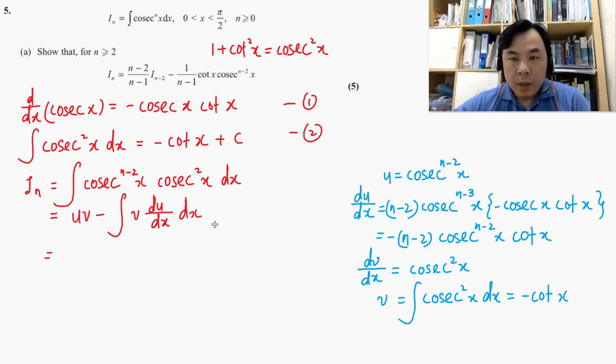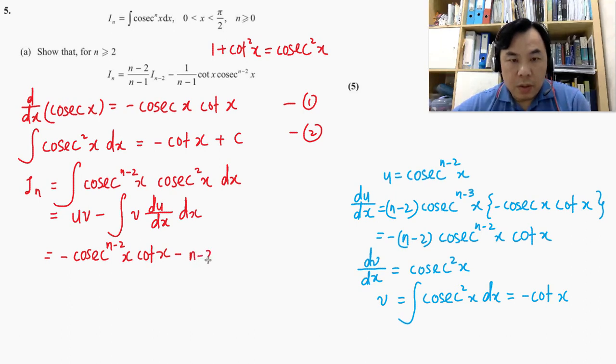Now that will be based on this, it will be negative cosecant^(n-2) x cotangent x. All right, now that's u multiplied by v. And then after that, I need to subtract off with v. Okay, so v is still this, and then with my du/dx. Now you notice that both of these are negative, so they cancel off each other.